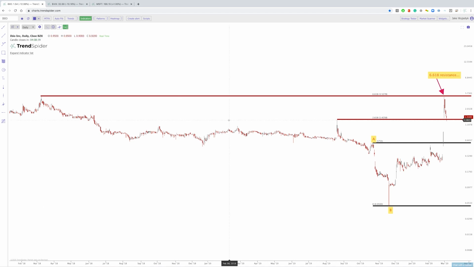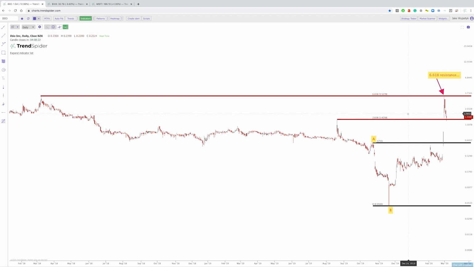So one thing that I like to do is look for these areas of confluence between an extension and a previous level of support or resistance, because at that point you're getting not just someone who's trading fibs, you're also getting someone who's just trading basic support and resistance horizontal levels.